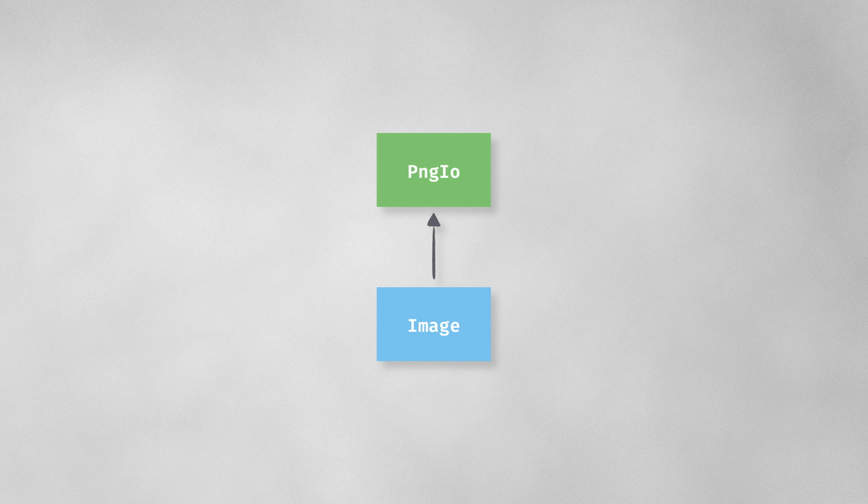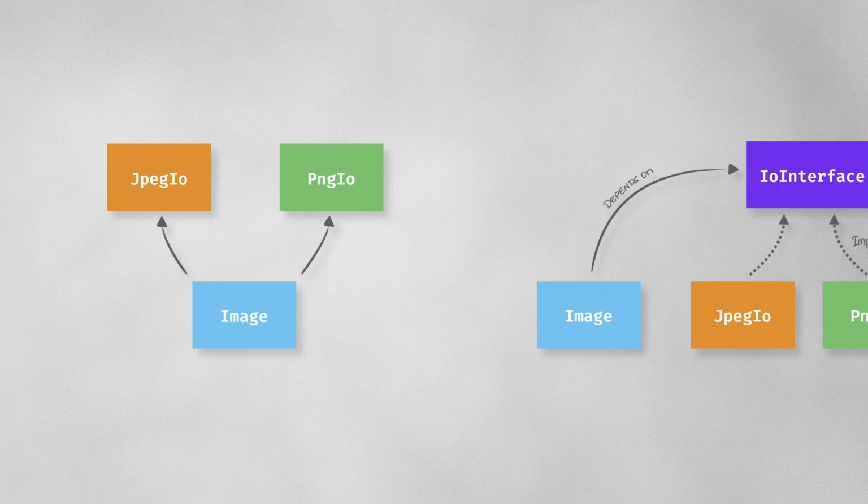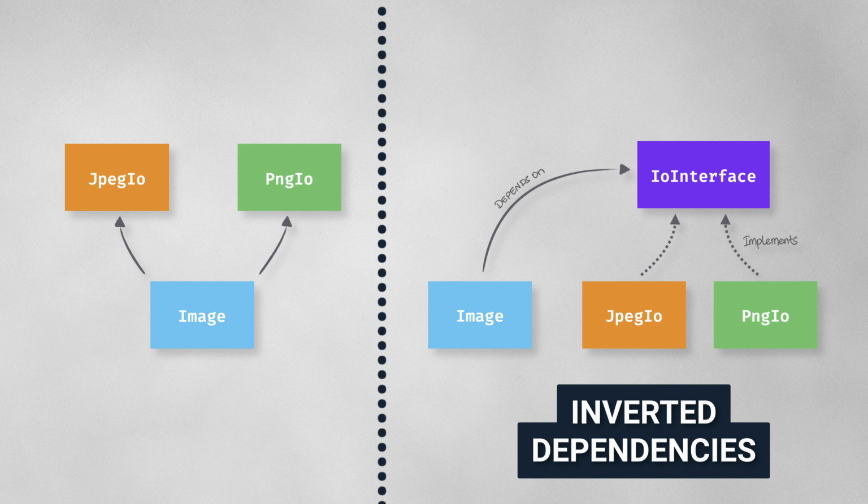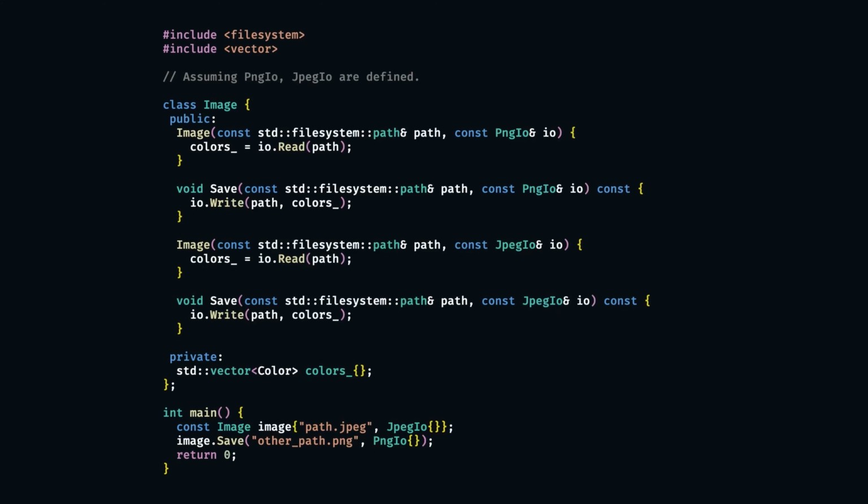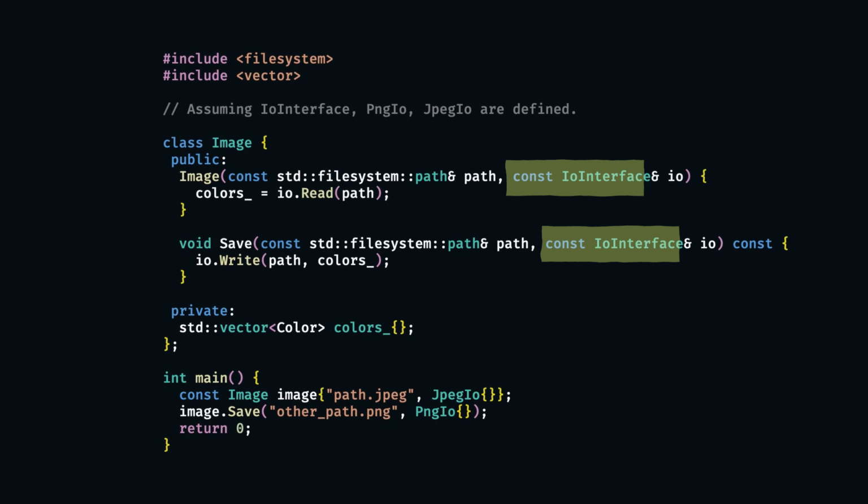Instead of requiring the Image to rely on PNG.io or JPEG.io directly, we can make all of these classes rely on an agreed-upon interface, say I/O interface, thus inverting the dependencies. There is no path along the lines in our diagram from Image to JPEG.io or to PNG.io anymore. Here, the Image class calls the public methods of the I/O interface, while the JPEG.io and PNG.io classes implement this interface.